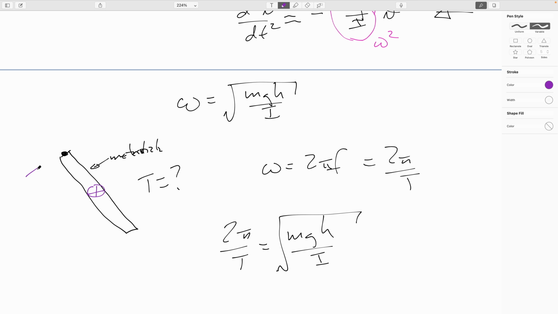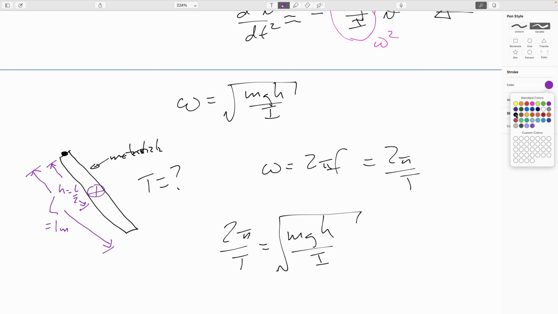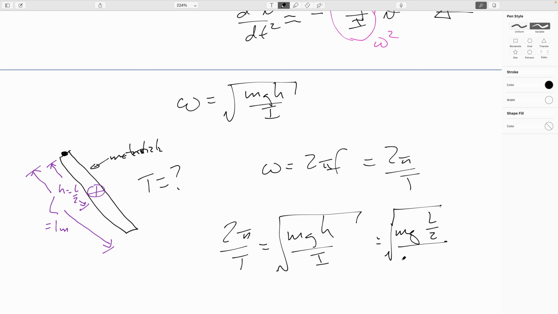Well, if we say that our meter stick is of length L, just keep it nice and general, we'll stick in 1 meter at the end. Then h is L over 2. All right. So this will be the square root of mgL over 2. And the moment of inertia of a meter stick, we can treat that as a long, thin rod. And we remember that the moment of inertia for a long, thin rod is 1/3 mL squared.